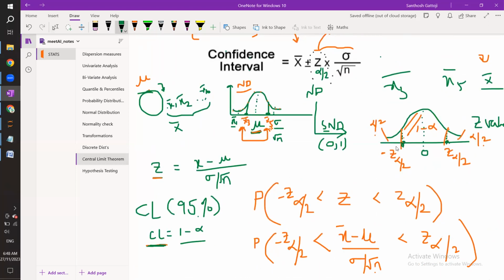Z is present in where? It is present in the standard normal distribution. It is not present in the normal distribution. Z is a critical value. What is a critical value? It is a standard variate. That means it is the corresponding value of a particular value in the normal distribution. If x bar is normally distributed, its corresponding value will be z. That means (x bar minus mu) by (sigma by square root of n) will be the corresponding value of x bar in the standard normal distribution.